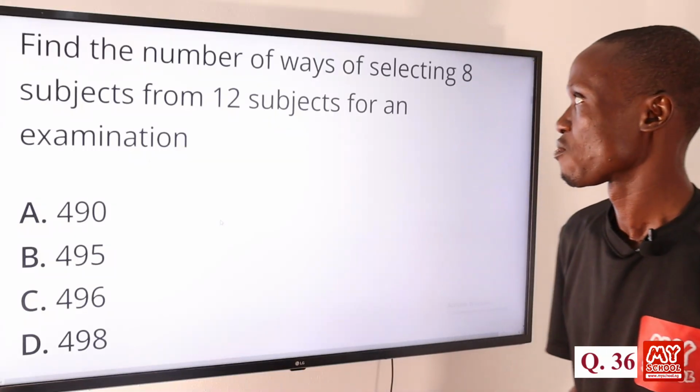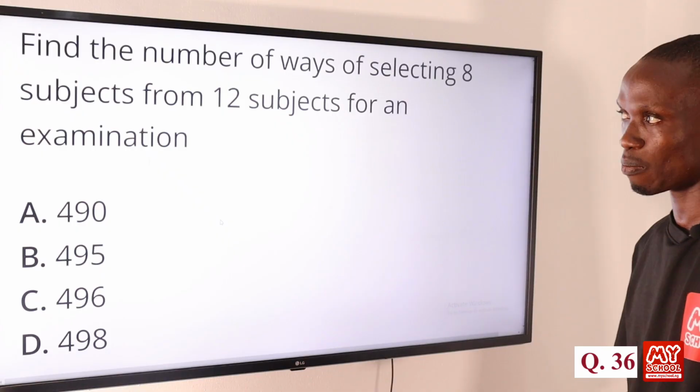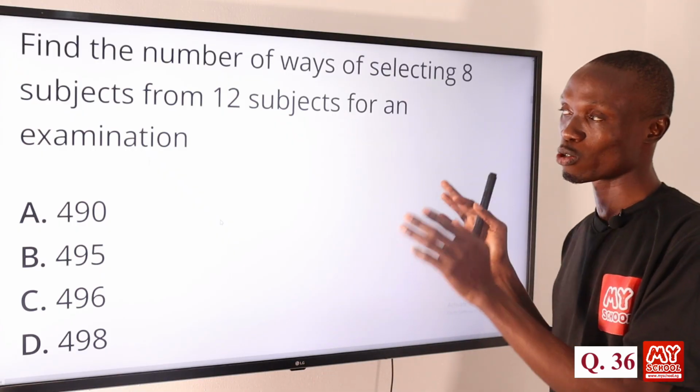Question 36. Find the number of ways of selecting 8 subjects from 12 subjects for an examination. So for us to do the selection is going to take a lot of time.